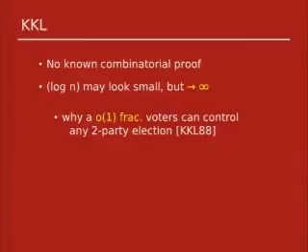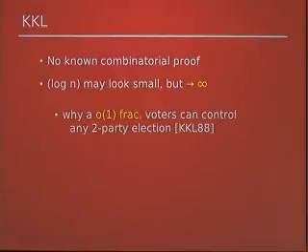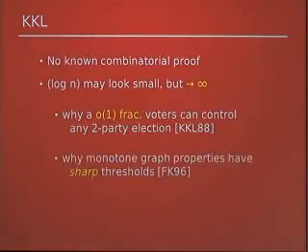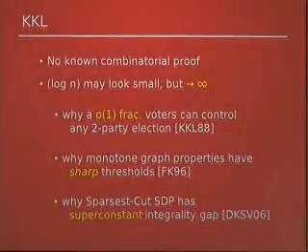So for example, in the original paper, they used it to show that in an idealized model of a two-party election, you can always bribe a small fraction of the voters and force the outcome of the election with high probability. The fact that this goes to infinity is the reason why monotone graph properties have sharp thresholds. And it's also the reason why the sparsest cut SDP has super constant integrality gap, if you know what that means. If you don't, you can ask Nikhil, who is the TA right there. Okay, so that's the beauty of KKL.